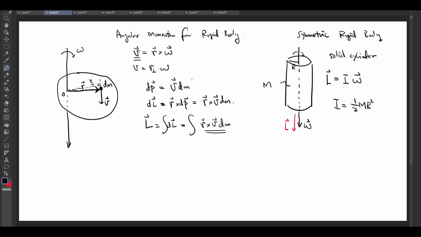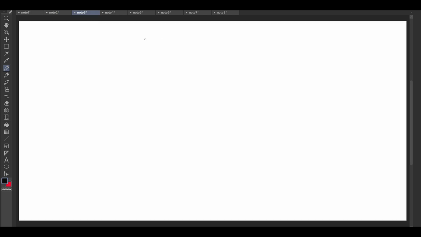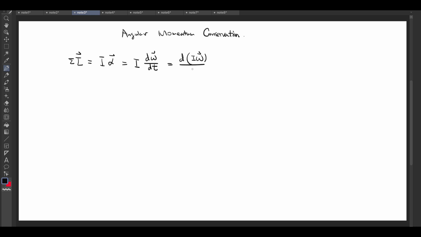Okay, so let's talk about angular momentum conservation. So what's angular momentum conservation? Let's recall the torque, Newton's second law for rotation. So sigma tau equals I alpha, right? But now let's remember that alpha here, angular acceleration, is d omega dt, the time derivative of the angular velocity. Now we can absorb this I into the expression, and we get d(I omega)/dt.